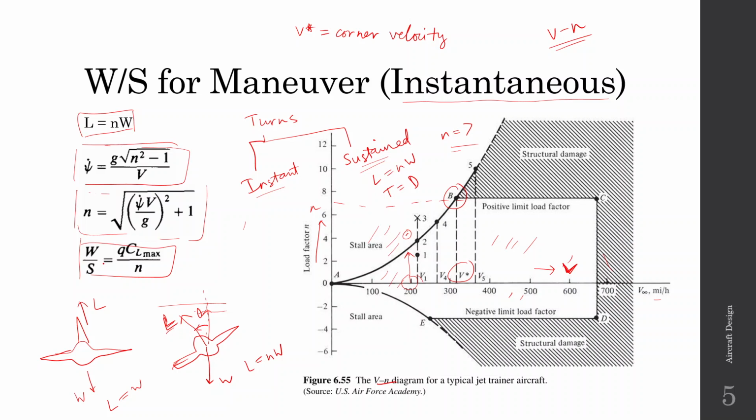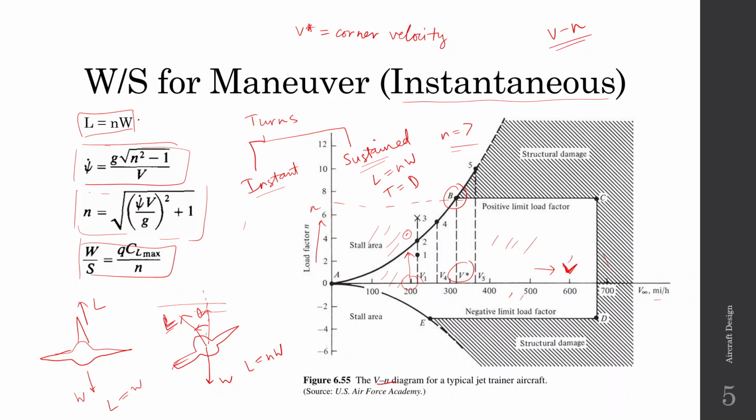Now, once you have the load factor, you can find the wing loading using this formula. This is quite simple. You can derive it from this equation. Here CL max is the maximum possible CL during flight. This does not consider the flaps usually. So, maximum possible CL during flight.